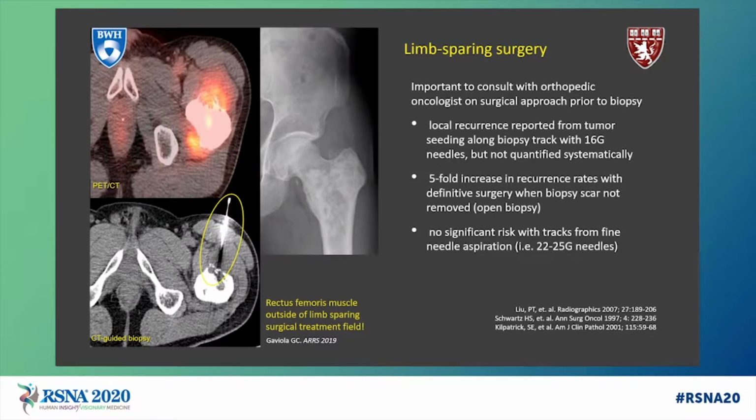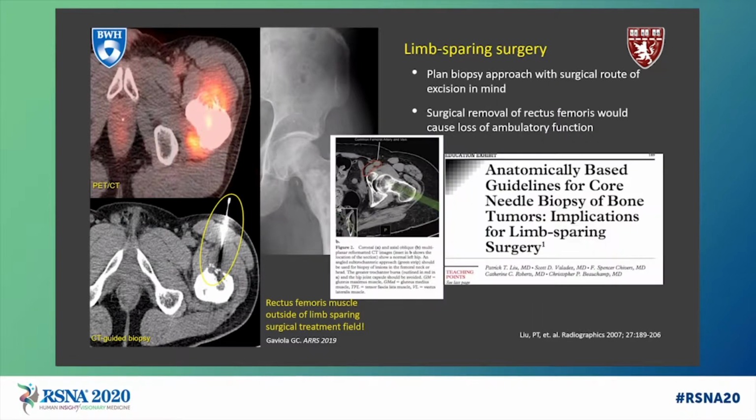Local recurrence has been reported from tumor seeding across biopsy tracts with 16-gauge needles, especially when they're not resected, though this has not been quantified systematically. And there's a 5-fold increase in recurrence rates with definitive surgery when the biopsy scar was not removed at open biopsy. However, it's noted that there are no significant risks with tracts from fine needle aspirations, such as 22 to 25-gauge needles. And I'll refer you to this paper in Radiographics from 2007 demonstrating anatomically based guidelines.